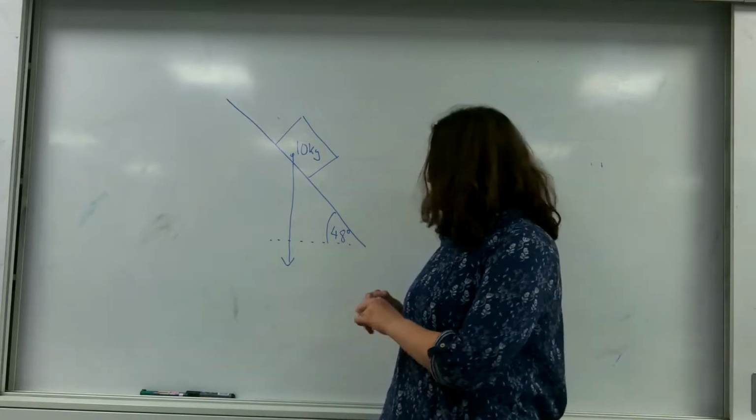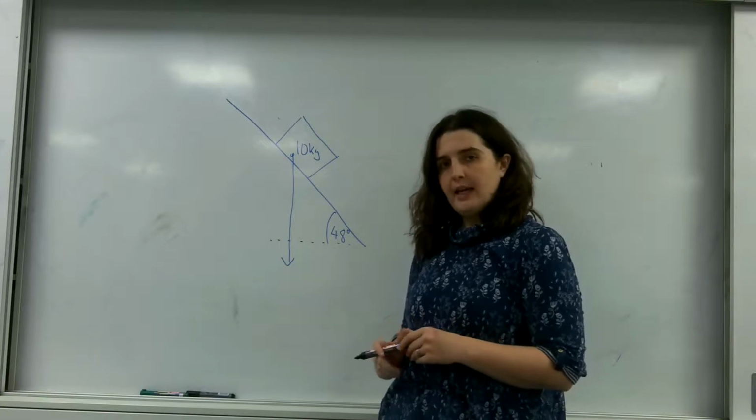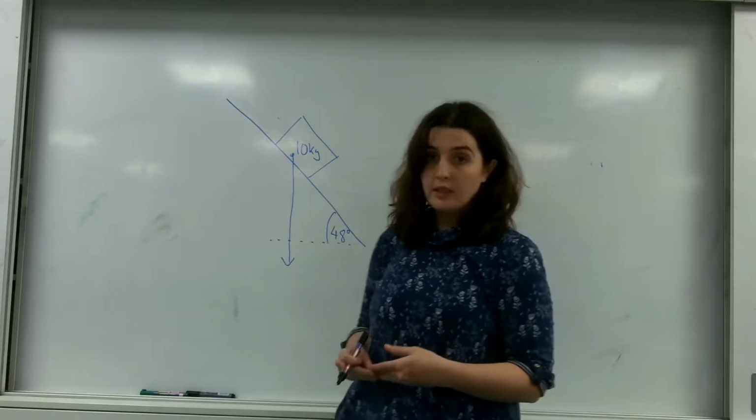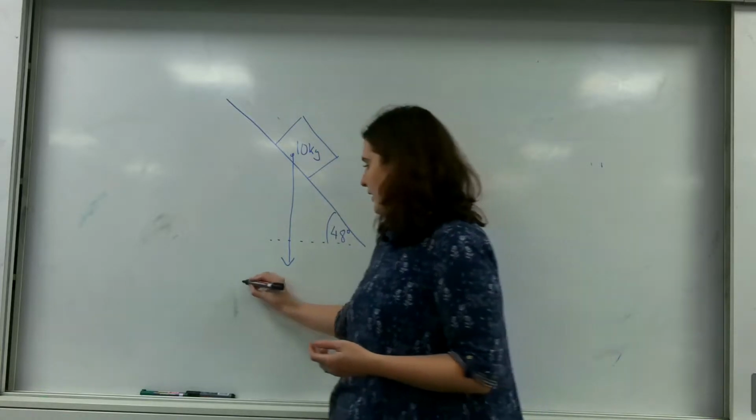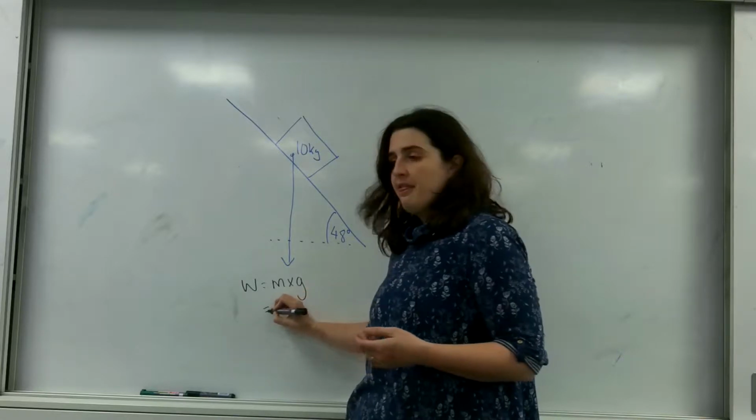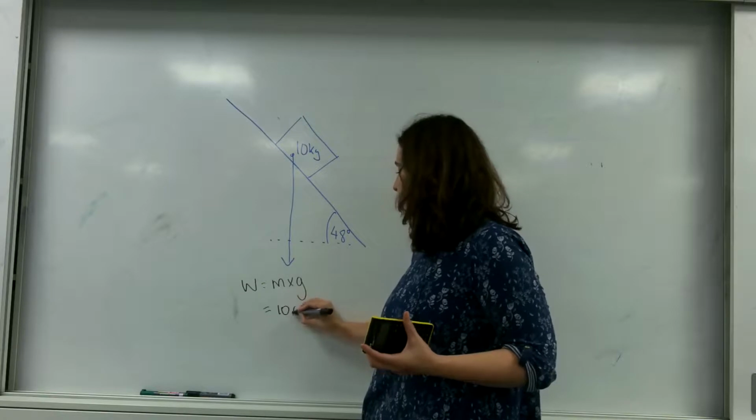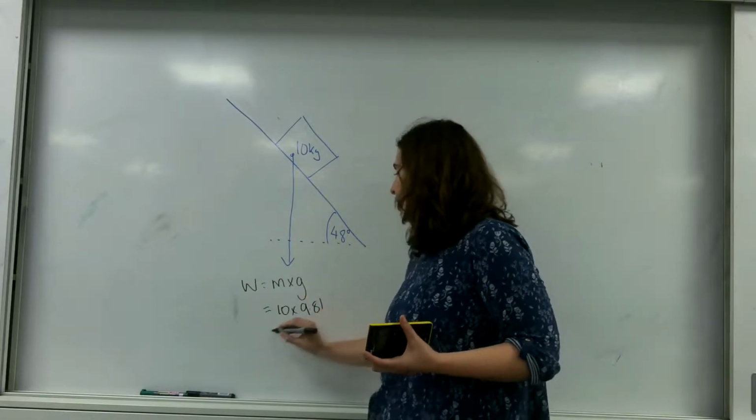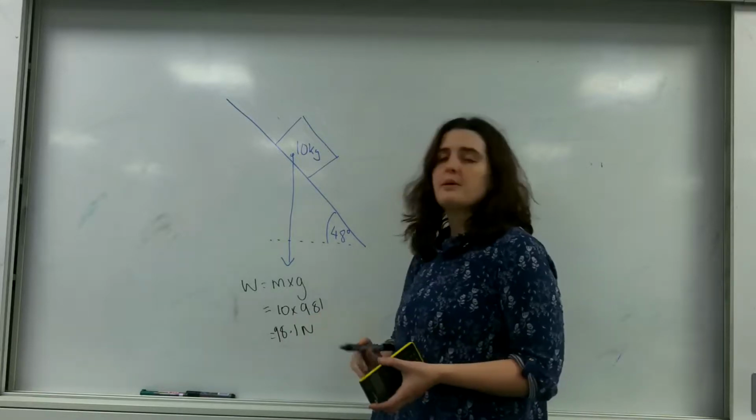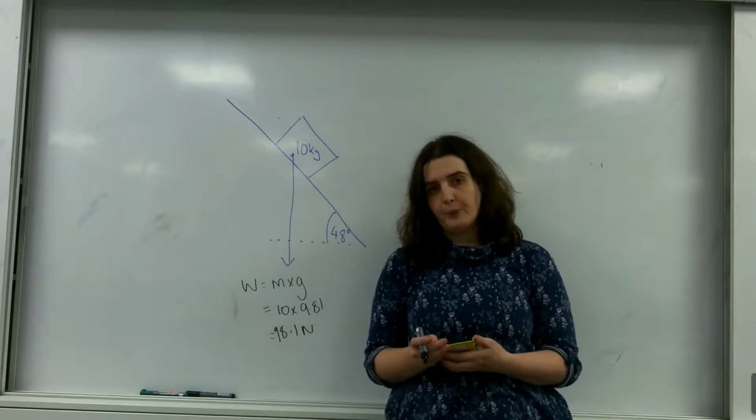Now, just to recap, 10 kilograms mass is not a force. If you multiply it by the gravitational field strength, in this case 9.81, you will find the force. So the weight equals m times g, and that is going to equal 10 times 9.81, which is going to be 98.1 newtons.